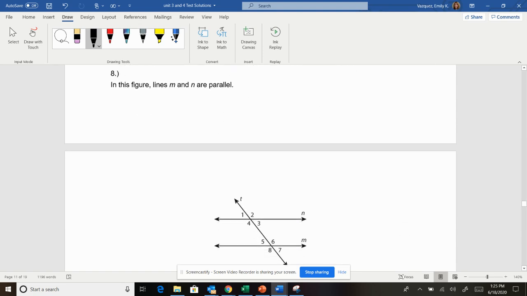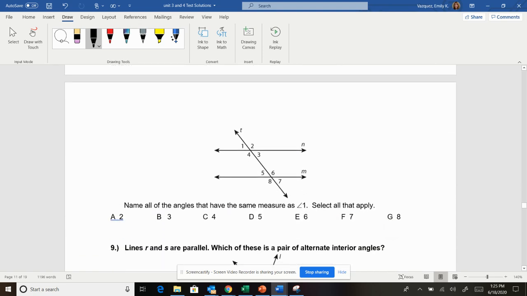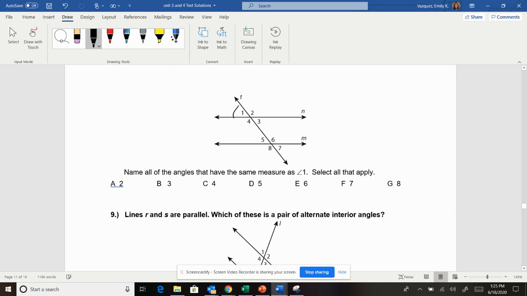Number 8, in the figures, lines M and N are parallel. Name all the angles that have the same measurement as angle 1. All right, so when I start with 1, I know that angle 3 is equal by vertical angles, right? I see an x and they're directly across from each other. I know that angle 5 is also congruent. That's because of corresponding angles. Make sure you guys know the definitions. I'm comparing them all to angle 1. And the last one, angle 7, also has to be equal to angle 1.